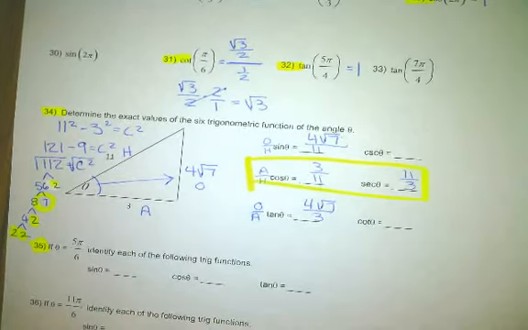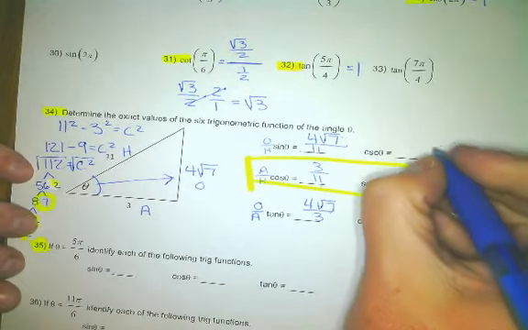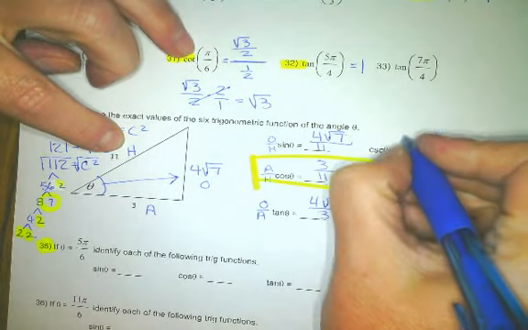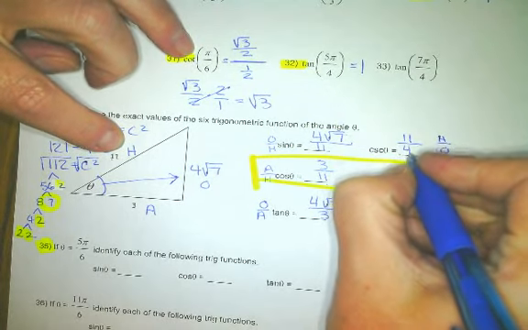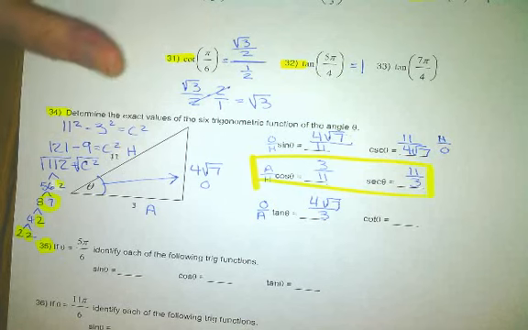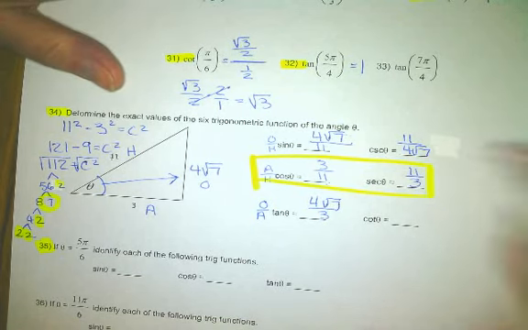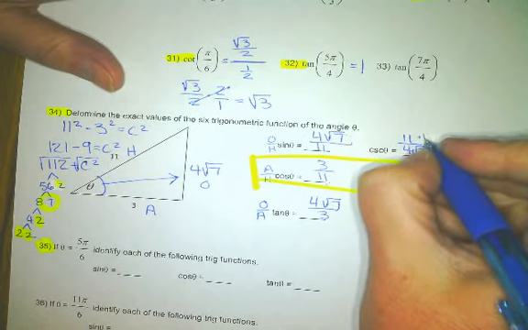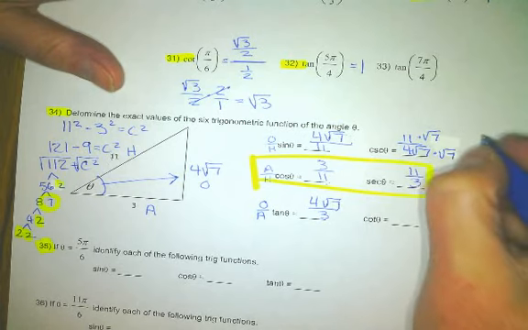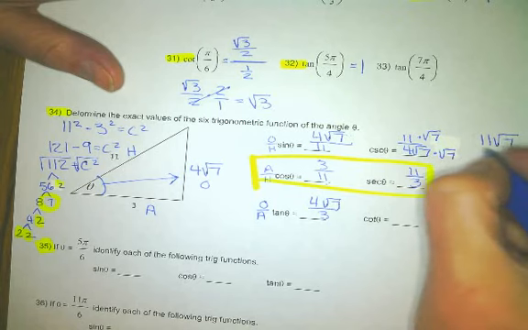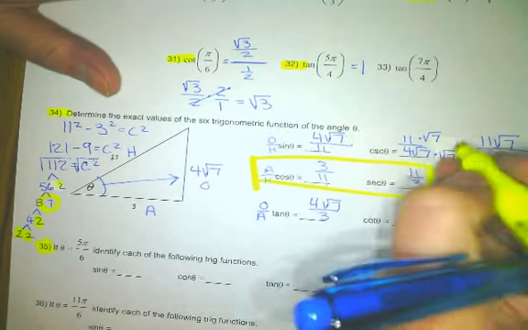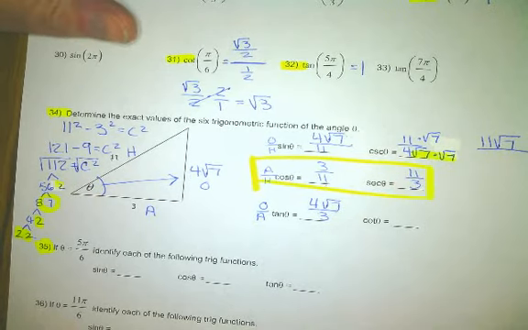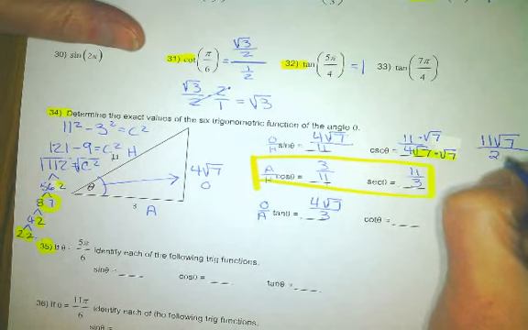Okay, so for the cosecant here, remember that's H over O. So my H here is 11, so 11 over 4 times the square root of 7. Now, because I have that radical on the bottom, I need to rationalize it. So times the square root of 7 over the square root of 7. That gives me 11 times the square root of 7 over, now remember, square root of 7 times the square root of 7 is 7, times 4, which is 28.